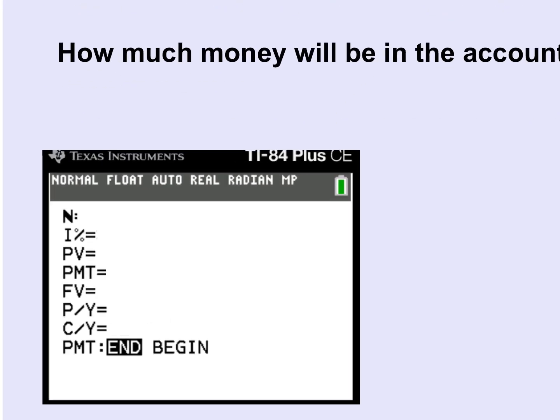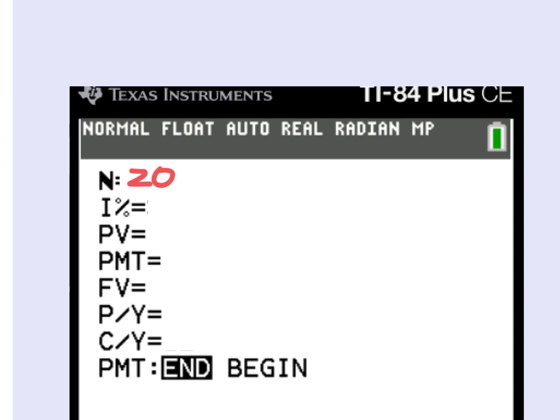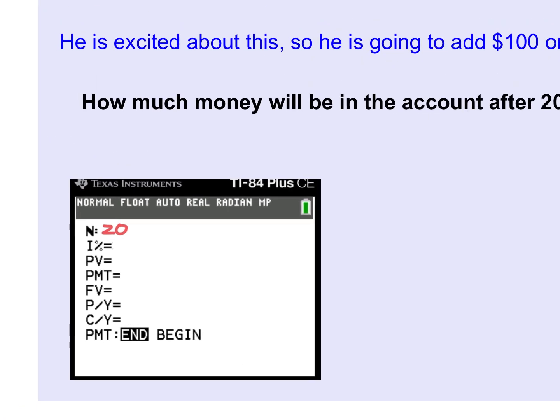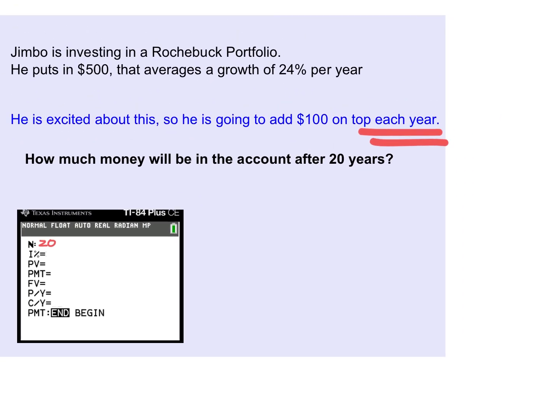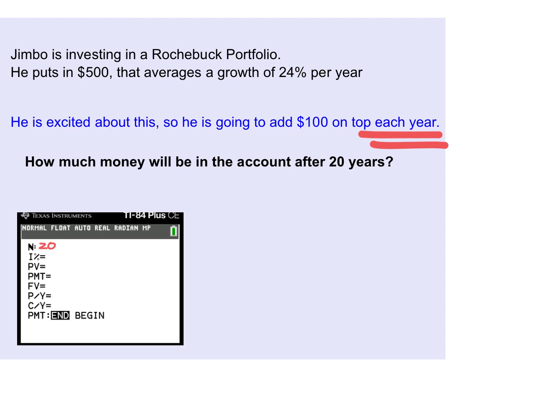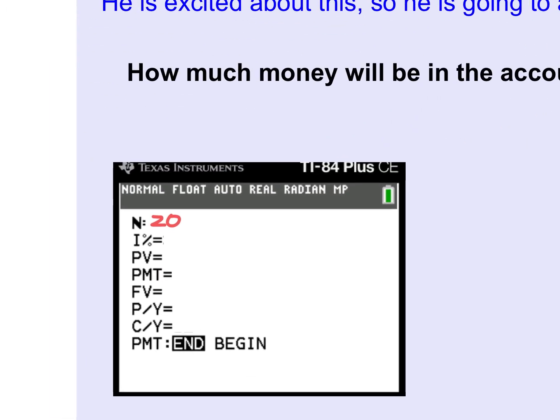Okay, so then it's 20 times you're going to do this, 20 years. What is your interest rate? I see it. Do you see it? Say it. 24. 24%. So you type 24 right there. Change the numbers on your calculator.